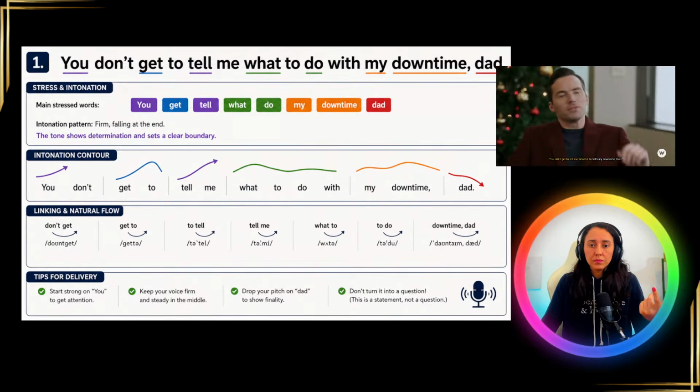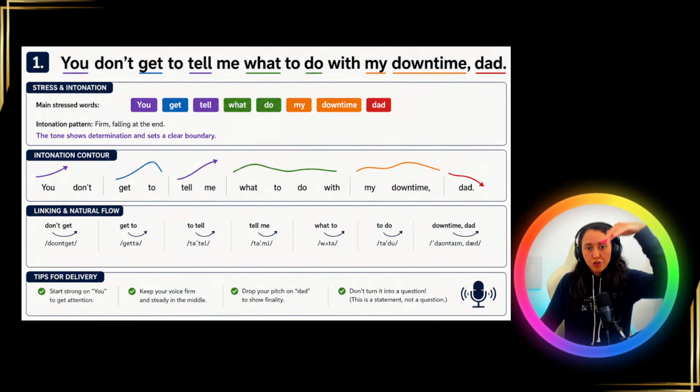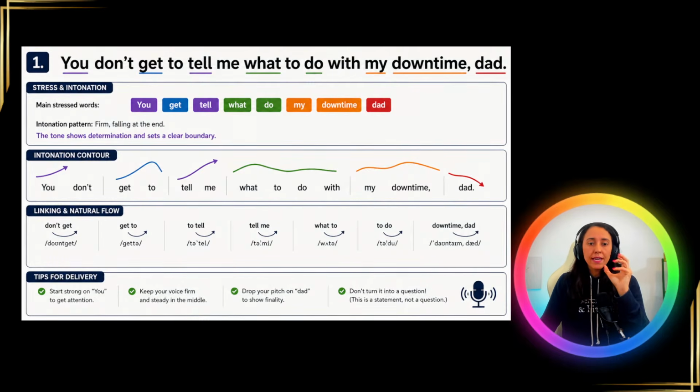You don't get to tell me what to do with my downtime, Dad. With my downtime, Dad. Downtime, Dad. And then you stop, you drop, okay? One common mistake that I find in students is this difficulty going up and down.